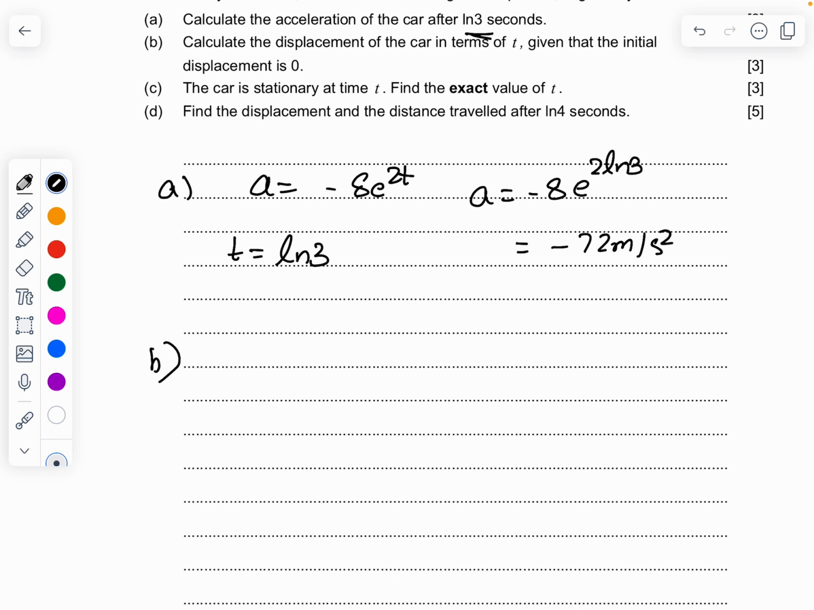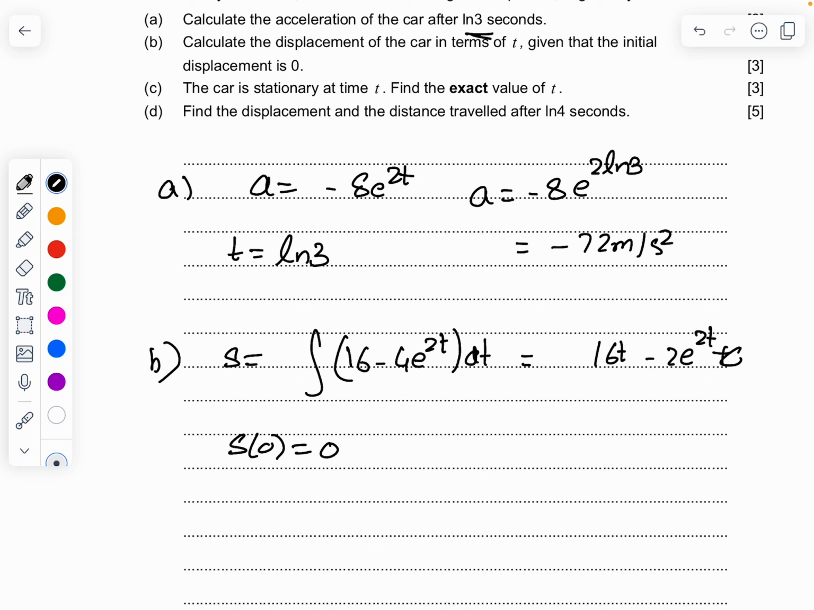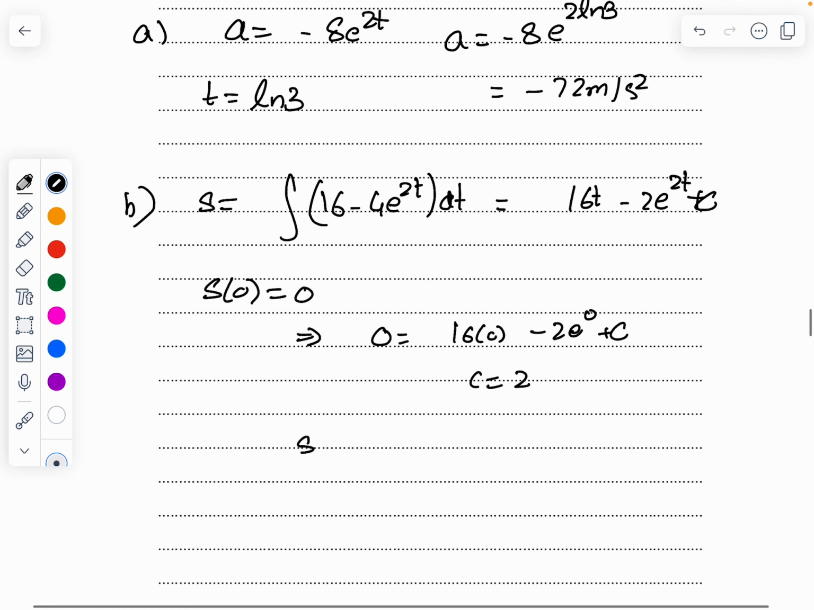Part B, calculate the displacement. Displacement is integral of 16 minus 4 e to the power of 2t dt, which is 16t minus 2 e to the power of 2t plus c. Displacement equals 0, so plug in that one. 0 equals 16 times 0 minus 2 e to the power of 0 plus c, which gives me c value 2. So s equals 16t minus 2e power 2t plus 2.